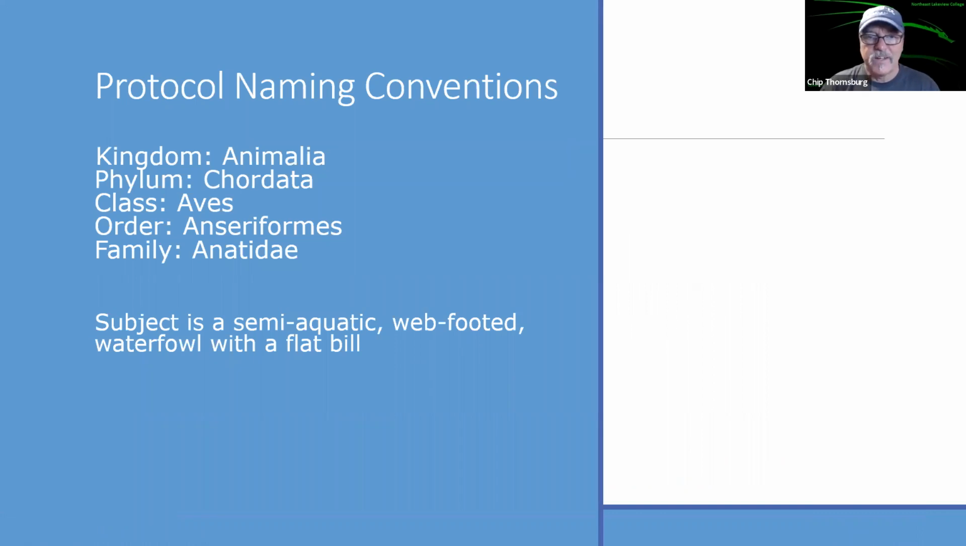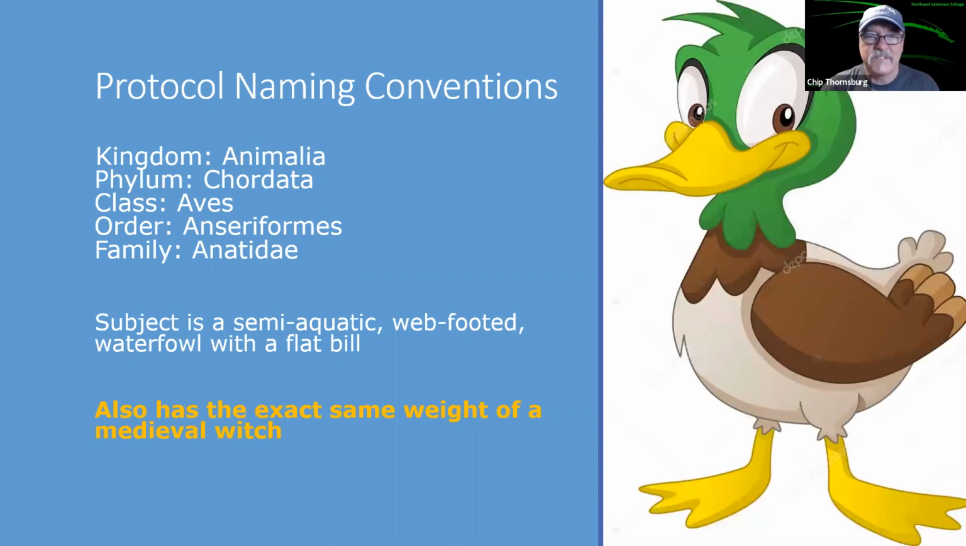So talking about naming. If I were to say, okay, in the kingdom Animalia, the phylum is Chordata, and Aves, and Anseriformes, and Anatidae, and the subject is a semi-aquatic web-footed waterfowl with a flat bill, you're like, oh, that's a lot of stuff, and it doesn't really mean much. And so what we're talking about is a duck, right? Which, extra credit, also has the exact same weight as a medieval witch, if you get that reference.